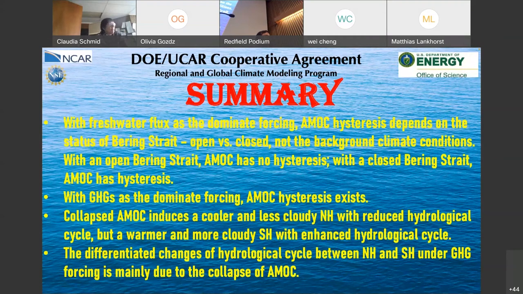And the collapse of the AMOC induces a cooler and less cloudy northern hemisphere with a reduced hydrological cycle, but a warmer and more cloudy southern hemisphere with an enhanced hydrological cycle. And the differentiated change of the hydrological cycle between northern and southern hemisphere under greenhouse gas forcing is similar to, and mainly due to, the collapse of the AMOC. Thank you.